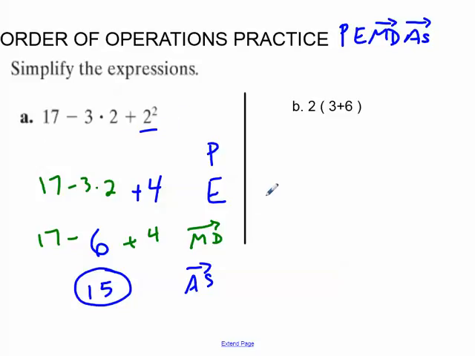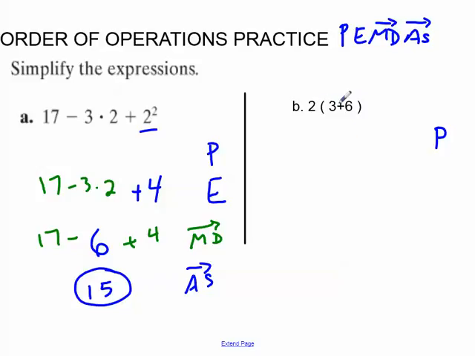All right, I dare you to stop the video and evaluate these guys using our PEMDAS. All right, now that we've stopped the video and you've done it yourself, let's move forward. Let's see, any parentheses? Absolutely, I've got a parentheses at 3 plus 6.